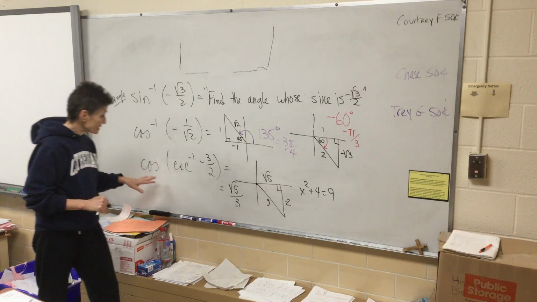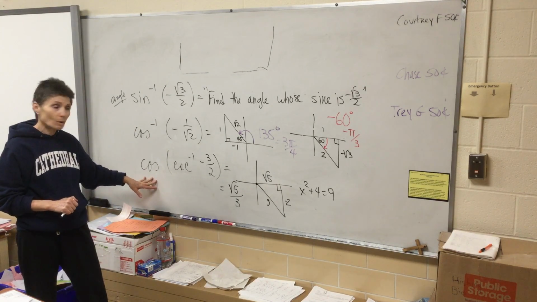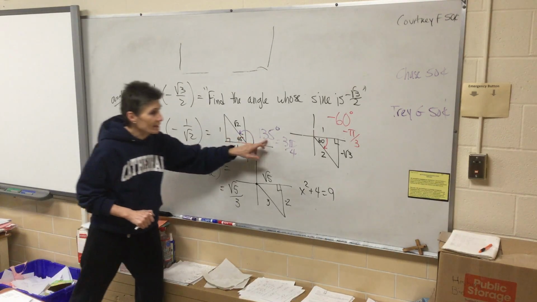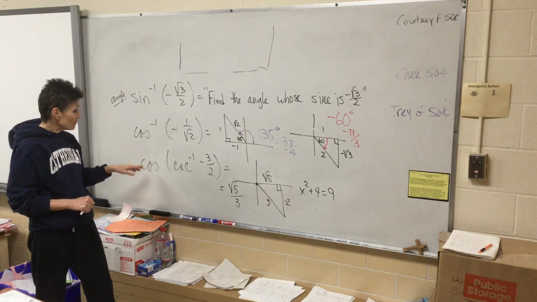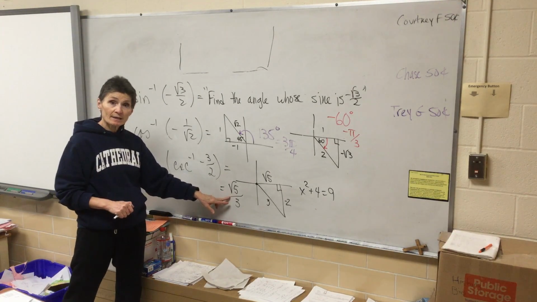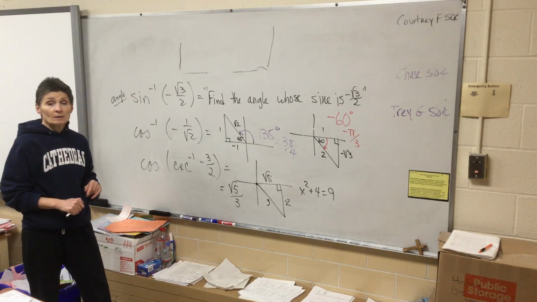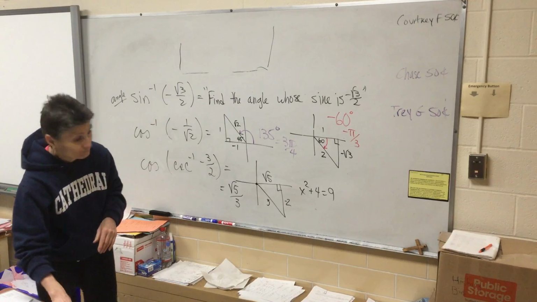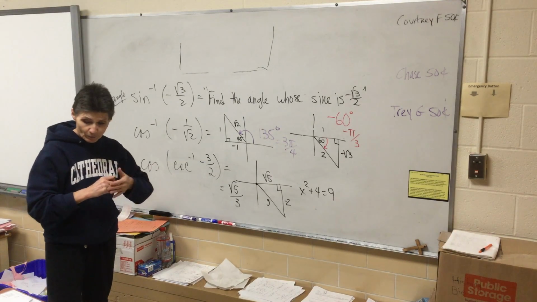This can be typed into your calculator, well, all of these can. If you type these two into your calculator, you will get exactly the same thing we got. If you type this one into your calculator, you're going to get a decimal. This is the exact answer. Okay, good work. That's a little quick review.